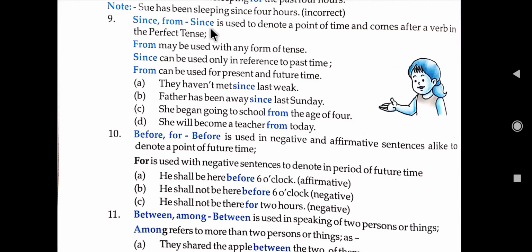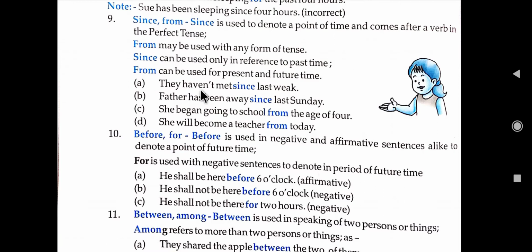Since and from. Since is used to denote a point of time and comes after a verb in a perfect tense. From may be used with any form of tense. Since can be used only in reference to past time. From can be used for present and future time.